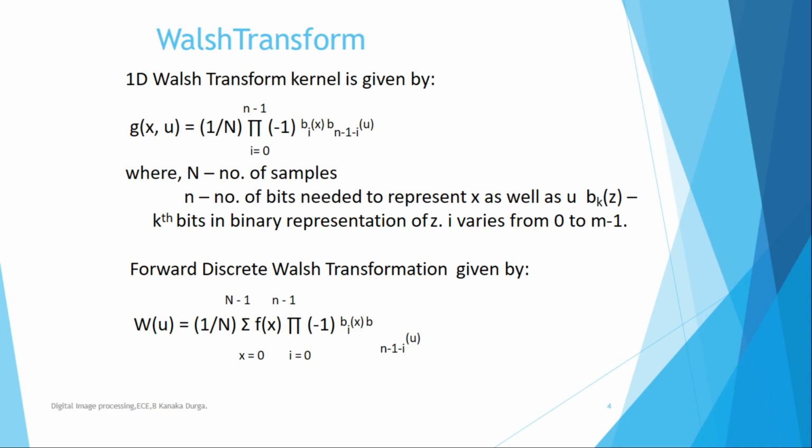So for capital N, I want to go for a sample of 4. Let us consider capital N is 4, 1 by 4, where i runs from 0 to n minus 1. How many bits are required in order to represent the value of x? To represent 4, I requires 2 bits: 00, 01, 10, 11.